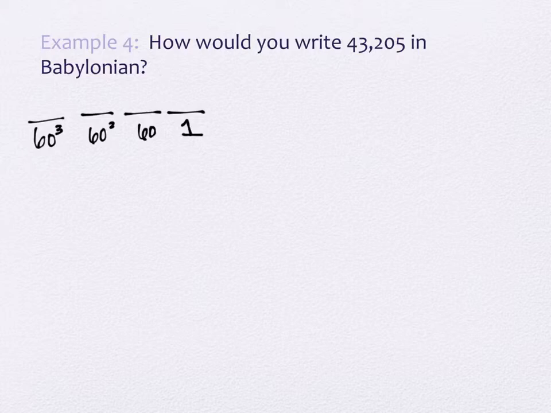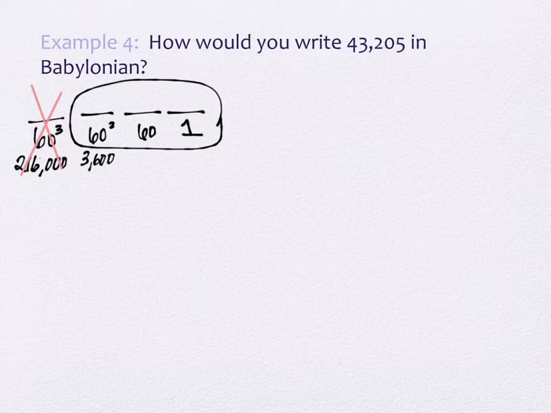So what is 60 squared? 3,600. And what is 60 cubed? 216,000. And I contend that 216,000 is too big. Why? It's more than the 43,205 I'm starting with, so I don't need this place value. What I will have when I'm done will be a 3 place value number. So how do I figure out what numbers go in each of those places?